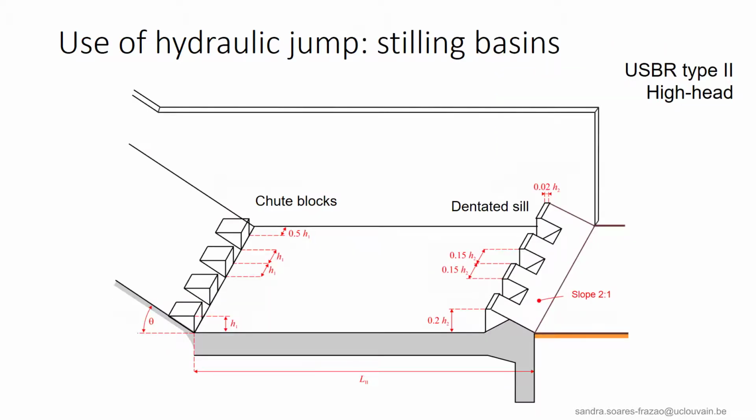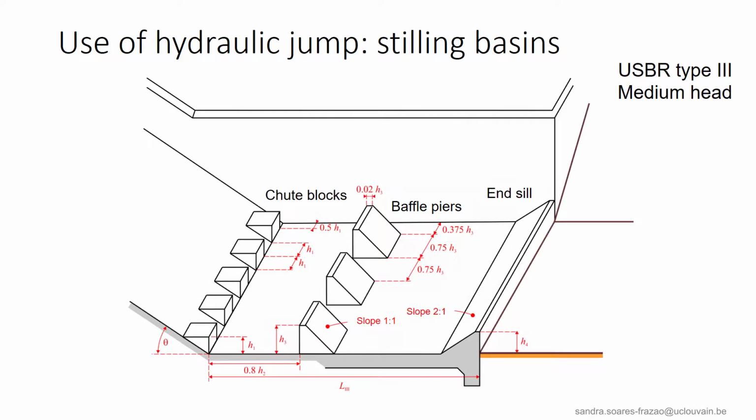The USBR has designed several types of stilling basins. One of the most widely used is this Type 2 basin, with upstream chute blocks here, and a dentated sill downstream. The purpose is to force the hydraulic jump position here in the basin that is built in reinforced material to avoid damages to the downstream riverbed here by excessive erosion, for example. So the jump has to be located here where the riverbed is reinforced.